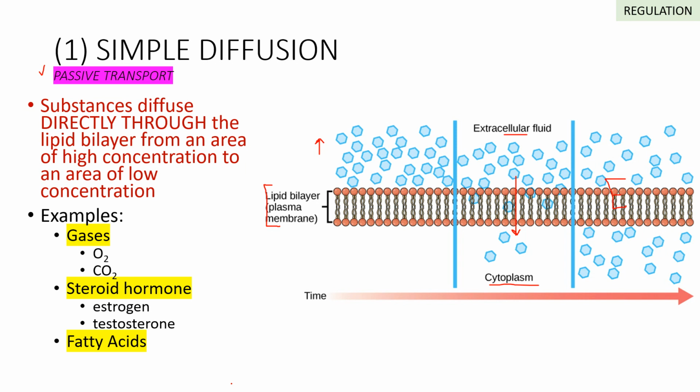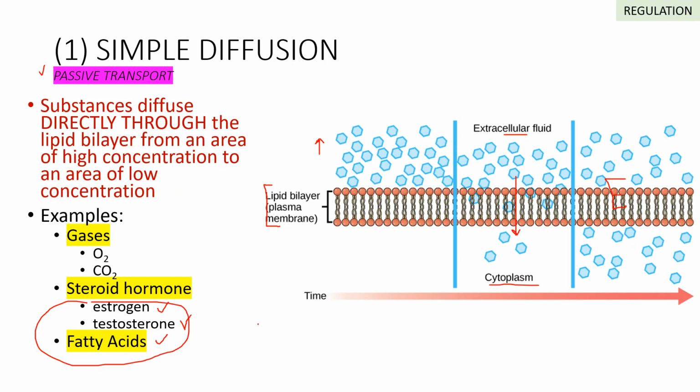So things such as gases, oxygen and carbon dioxide gas, can go straight through the membrane. Your steroid hormones, estrogen, for example, testosterone, these can move straight through the membrane. Now, while they're larger particles, why can they go straight through the membrane? For that matter, why can fatty acids go straight through the membrane? Well, what's similar with all three of these substances right here?